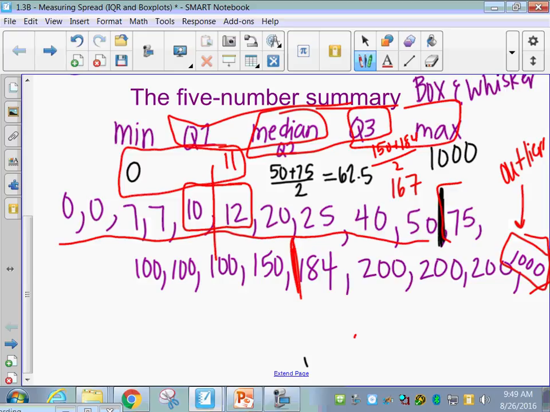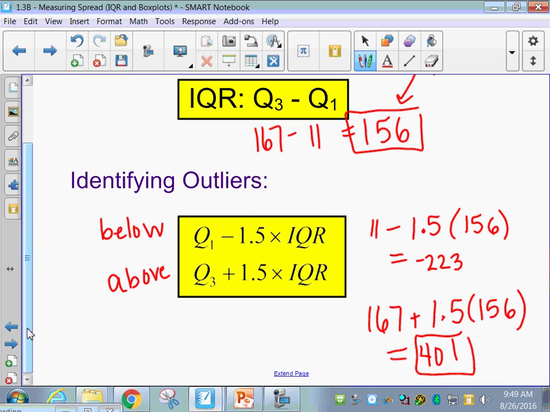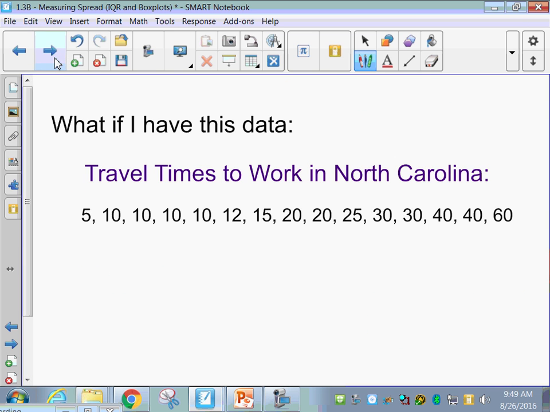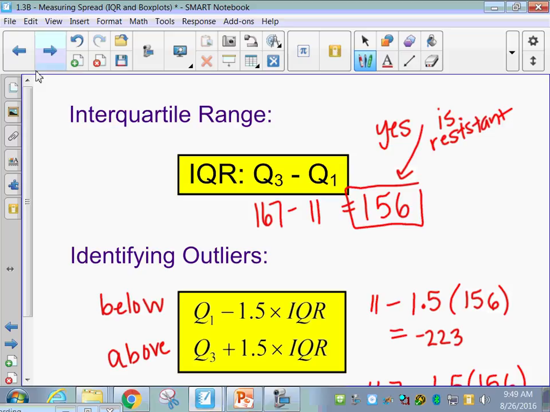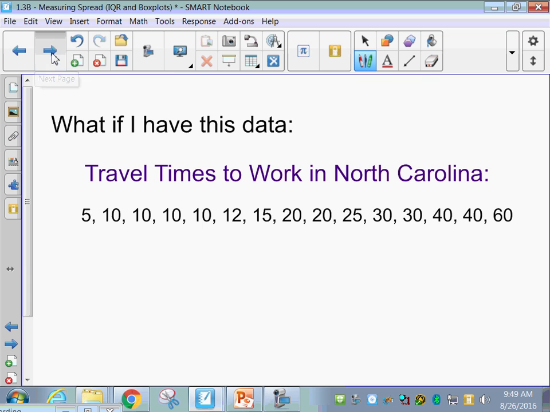So before, we just said there appears to be an outlier. Now you can actually check if there's an outlier using that formula. Again, this is something you want to memorize. Yeah, Ginger. Would it be an outlier if it were exactly 401? No, it has to be above it. Yep.